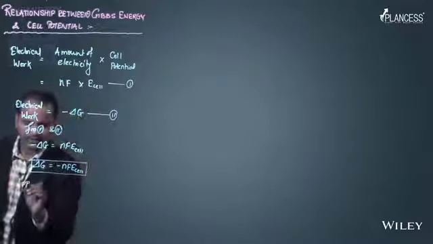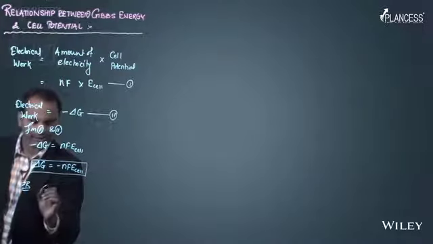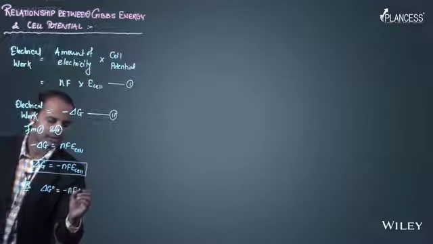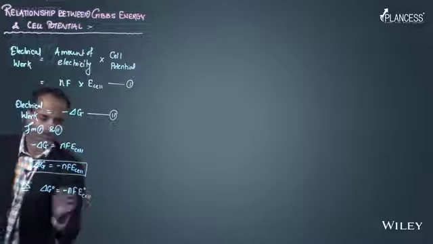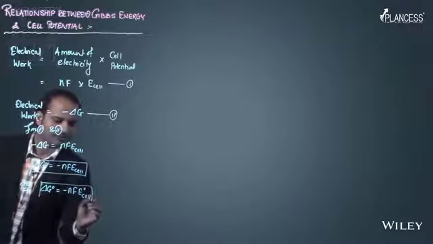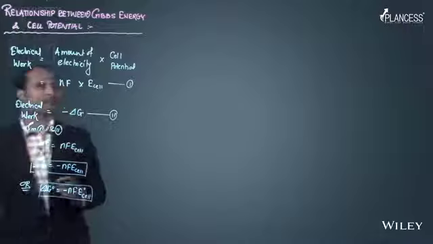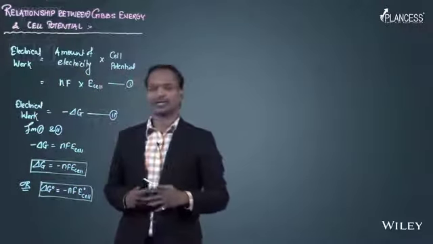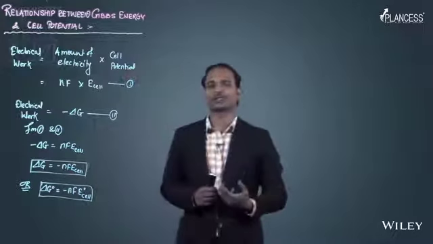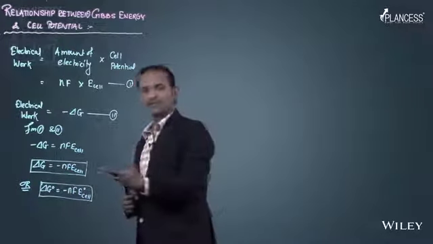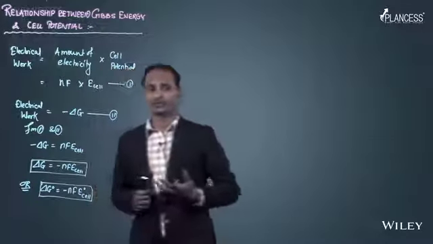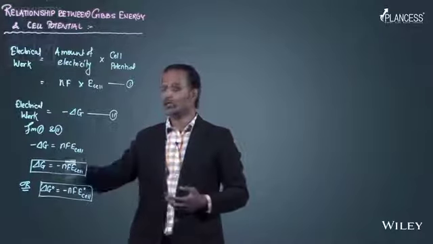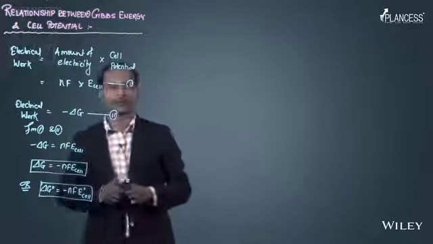Suppose I am considering standard Gibbs energy, then delta G naught is equal to minus nFE naught cell. Means if you are considering a standard Gibbs energy, then the standard Gibbs energy formula involves the standard cell potential. This gives the relationship between the Gibbs energy and E cell. If you know the cell potential, then you can simply calculate the Gibbs energy by using this formula. Depending on which energy you want, standard Gibbs energy or just Gibbs energy, accordingly you have to use the formula.